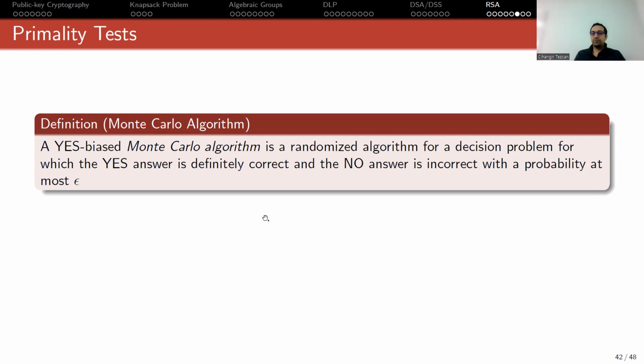Some algorithms are referred to as Monte Carlo algorithms. A yes-biased Monte Carlo algorithm is a randomized algorithm for a decision problem for which the yes answer is definitely correct and the no answer is incorrect with a probability at most epsilon. So all of the primality testing algorithms will be Monte Carlo algorithms, and they will be yes-biased, meaning that when I give a number to this algorithm, when it says that it is not prime, it is correct all the time. But if it says it is prime, it will be prime with probability 1 over 2 or something, okay?